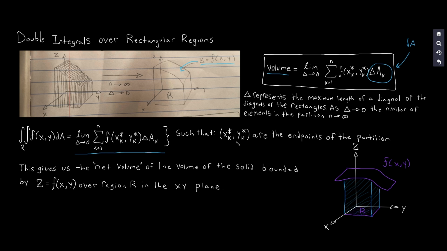But altogether, x sub k and y sub k with these asterisks are at the endpoints of the partition. So if you were to partition this thing up, these are the endpoints in the partition. This gives us the net volume of the solid bounded by z equaling f of x and y over the region R in the xy plane. So this here is like the full flex, right? This is the full flex, but this is what we are going to be working with primarily.